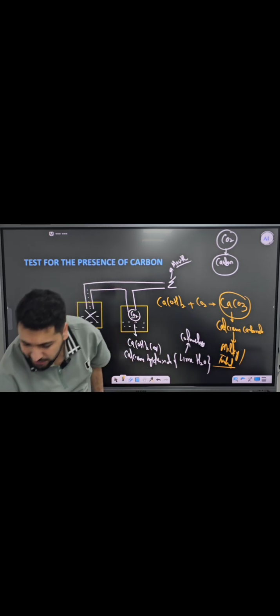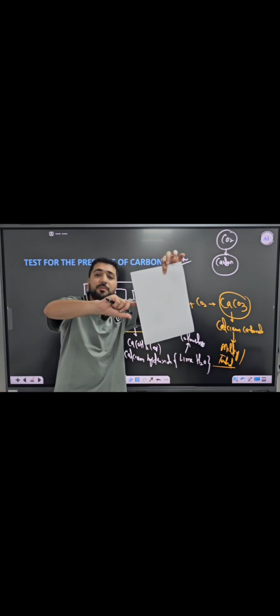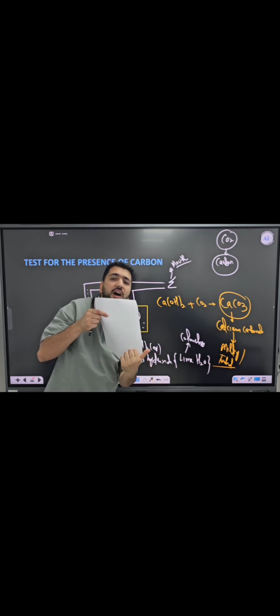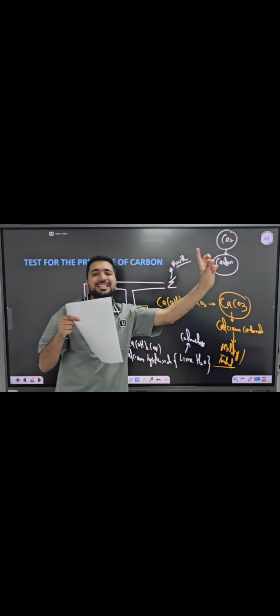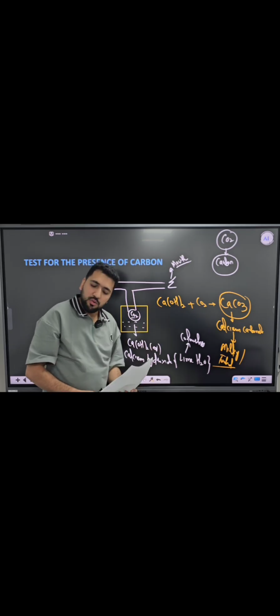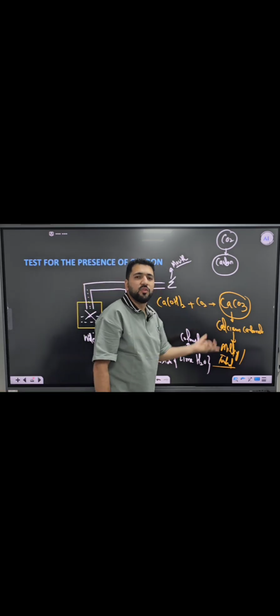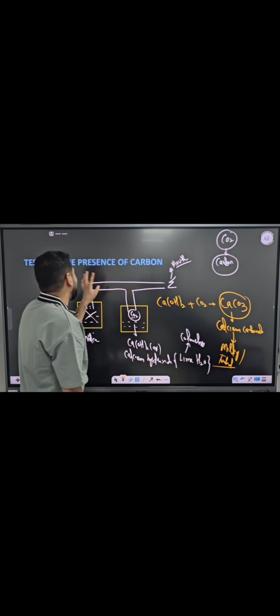Now imagine, guys, I need to check whether this piece of paper contains carbon or not. Then I have to burn it first, and pass that CO2 through this lime water. If it changes its color to milky, then we can confirm that yes, it contains carbon.